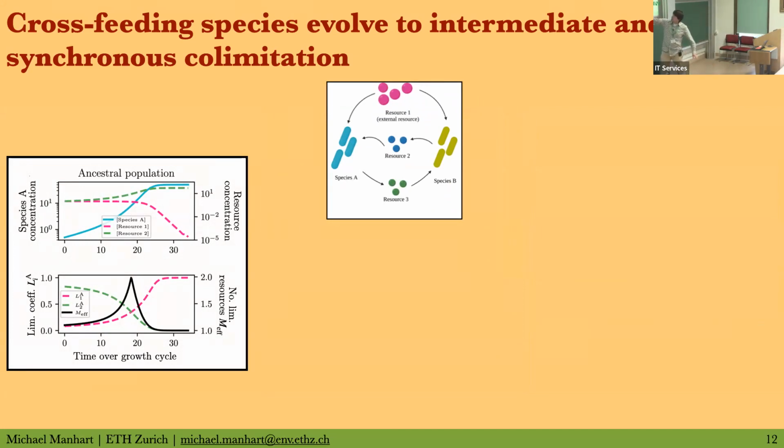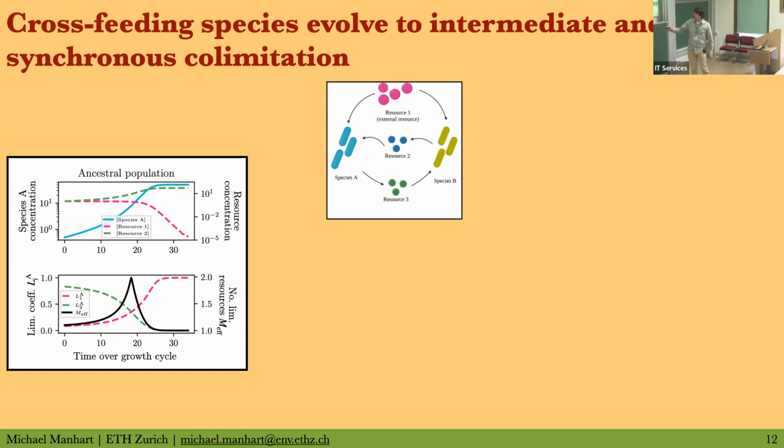If you look at species A here, it grows approximately exponentially. The external resource starts high and then decays once the population runs out of it. The cross-fed resources start at some lower level and then increase as biomass builds up and also accumulates these cross-fed resources. Now if we look at the limitation of these resources, we see that at the beginning of the growth cycle, this green one, one of the cross-fed resources, is very strongly limiting compared to the external resource, because that one is very abundant initially.